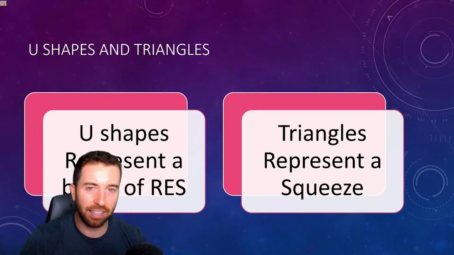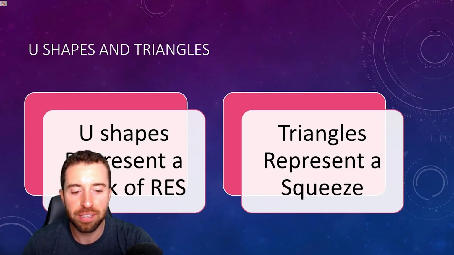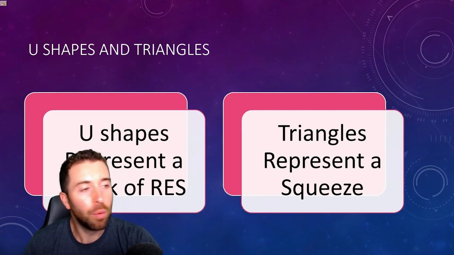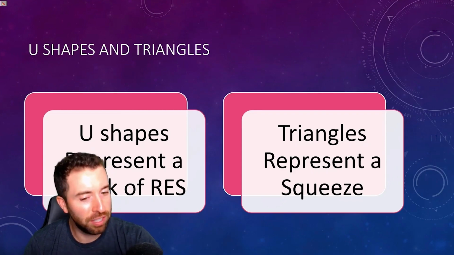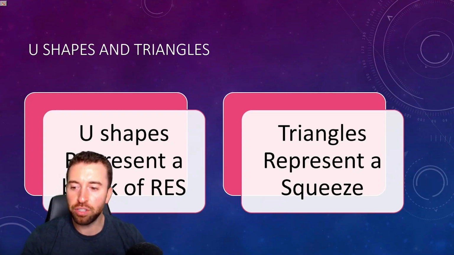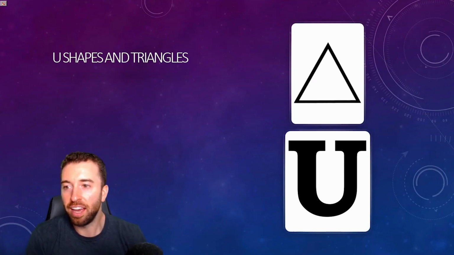So the two things that you want to be looking for at all times are U-shapes and triangles. Yes, guys, U-shapes and triangles. When you see U-shapes in the market, that means a breakout is on its way. When you see a triangle in the market, it means that a breakout is on its way. So U-shapes represent a break of resistance, while triangles represent a squeeze. And yes, exactly what we see right here, we're talking about U-shapes and triangles.